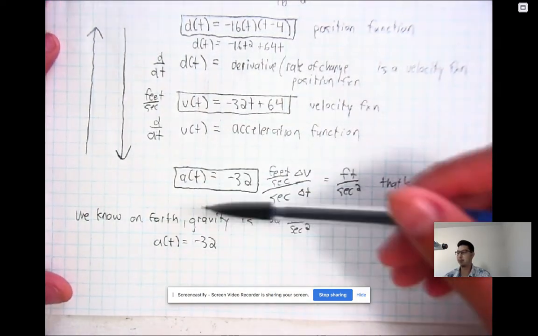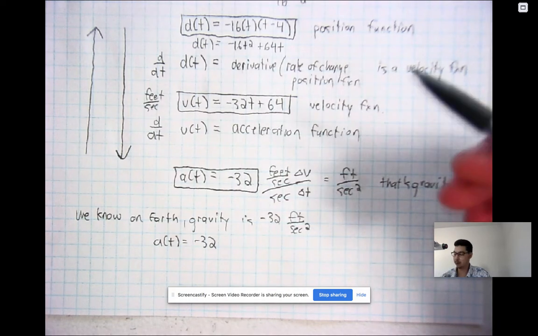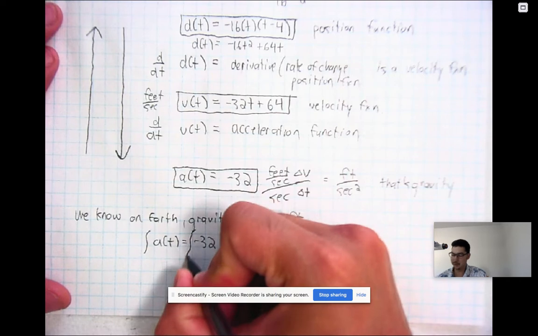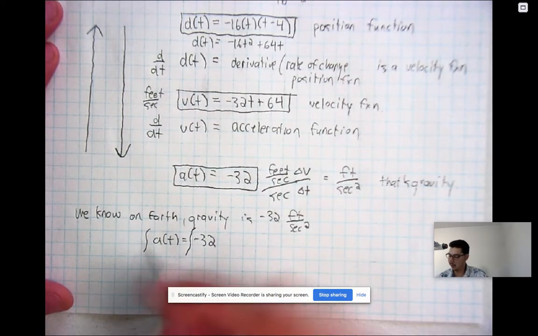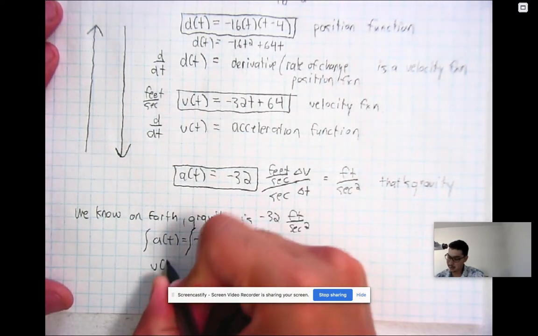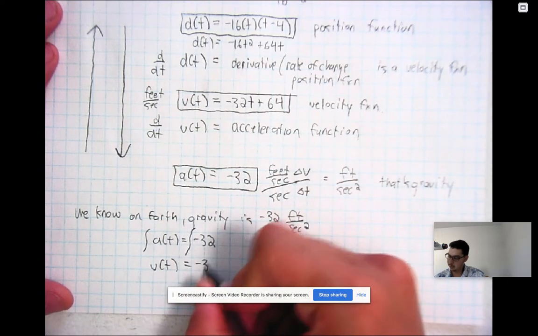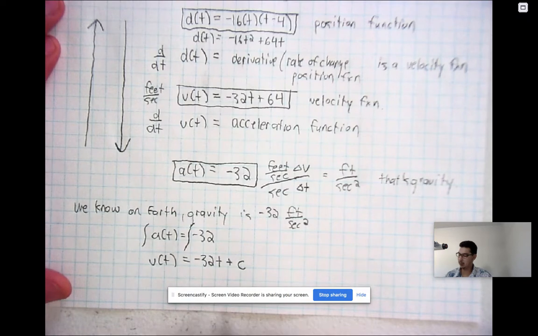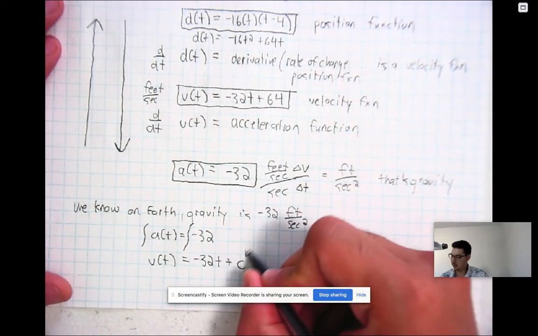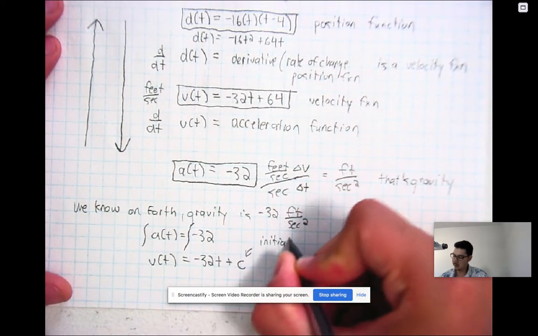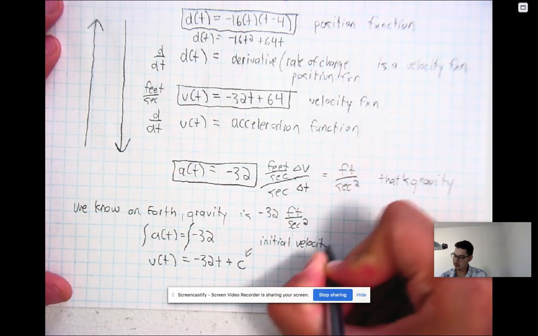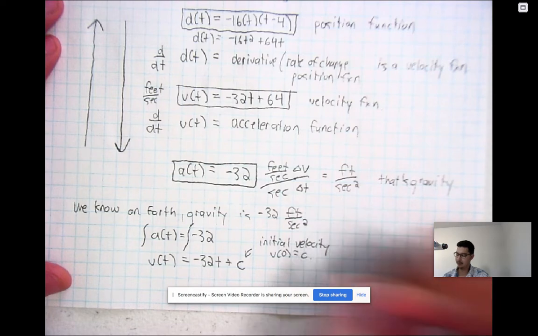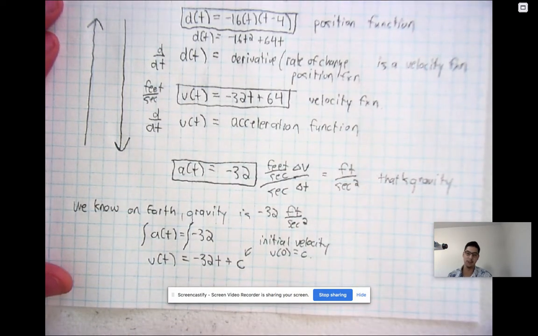If we want to work backwards, we can use the antiderivative, which we can write with the sign of the integral. So if we take the integral of -32, the antiderivative of a of t, we end up getting the velocity function, which would be -32t plus c. And now what's c represent here? Well, c is your initial velocity, or whatever you're at at v of 0, because if you plug in 0, you obviously have c.